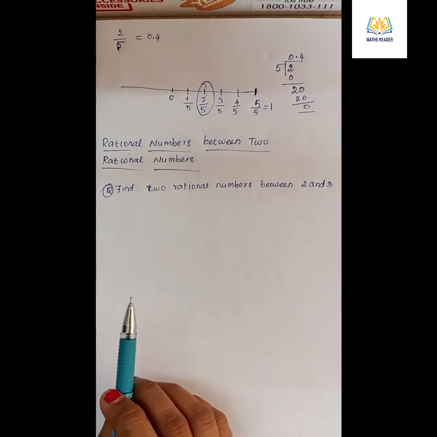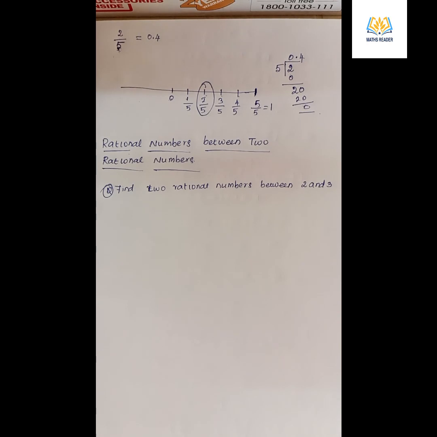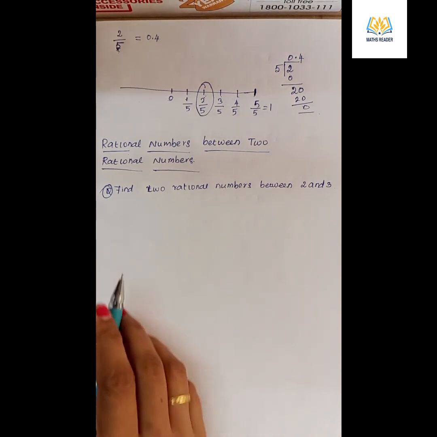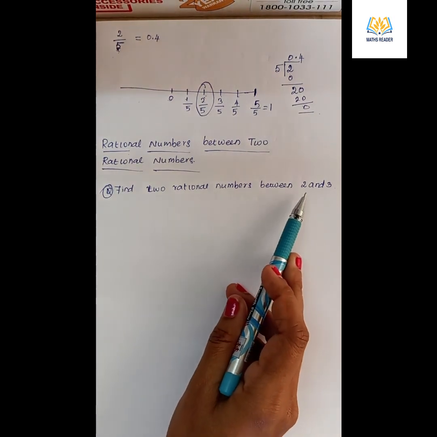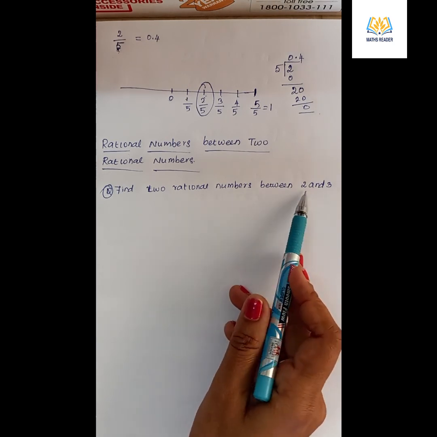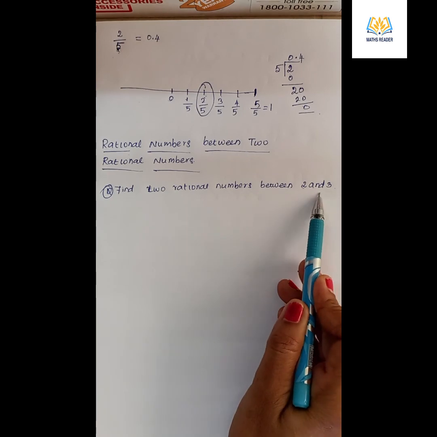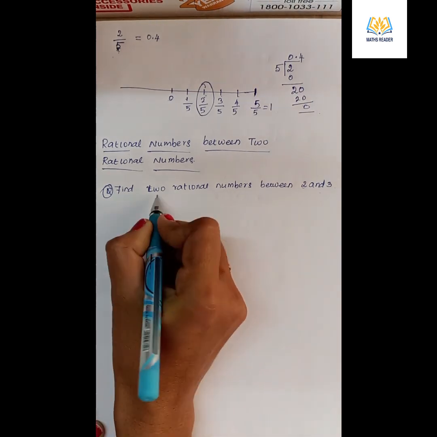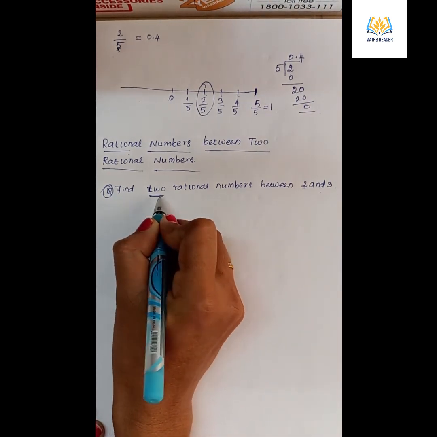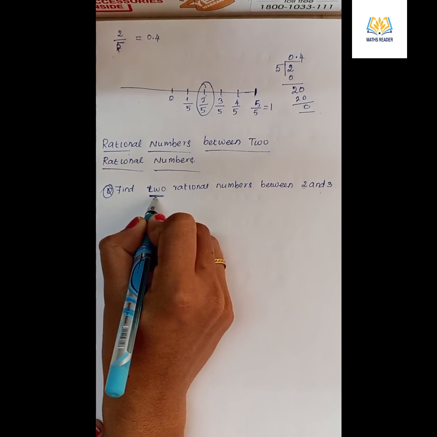Next we are going to see the rational numbers between two rational numbers. Find two rational numbers between 2 and 3. We need to find the rational numbers between these two numbers, 2 and 3. They ask only two rational numbers.